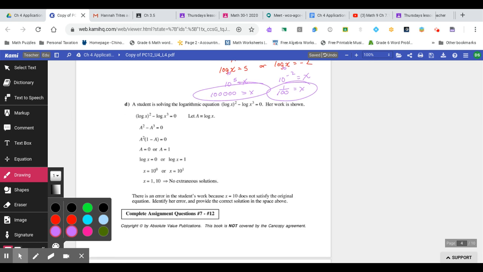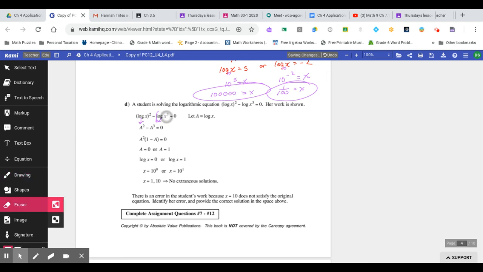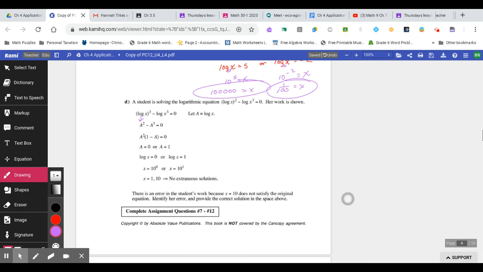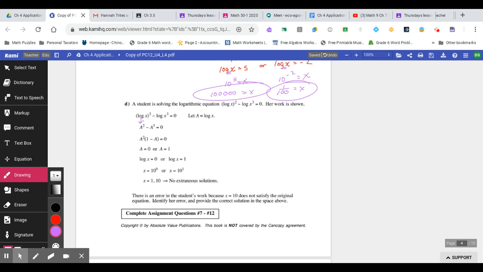Part D. A student is solving the logarithmic equation log of x squared minus log of x cubed. Her work is shown. So she's like, oh, I'm going to do the same thing. I'm going to put A as log x. That's what we just learned, right? So she puts it in here. She turns this into A squared, and she puts it into here. There's a problem. What's wrong with that? She assumed that this was what she was doing. That would be true, but it is not. That is not what she did. She did not do the right process. So this was the error right there.